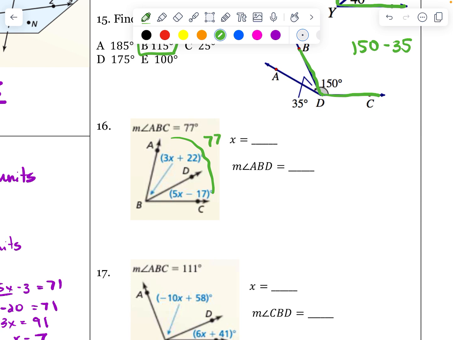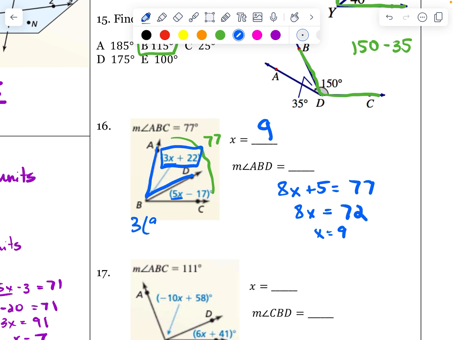All right. ABC is the whole thing. That equals 77. So if I add these two pieces up, they're going to equal 77. I'm going to skip some steps here. 3x plus 5x is 8x. Positive 22, negative 17 is positive 5, equals 77. I just added those two pieces up. So 8x equals 72. So x equals 9. And then ABD is plugging back into this. So 3 times 9 plus 22 is 49. And we're talking in angles, so I'm going to say 49 degrees.